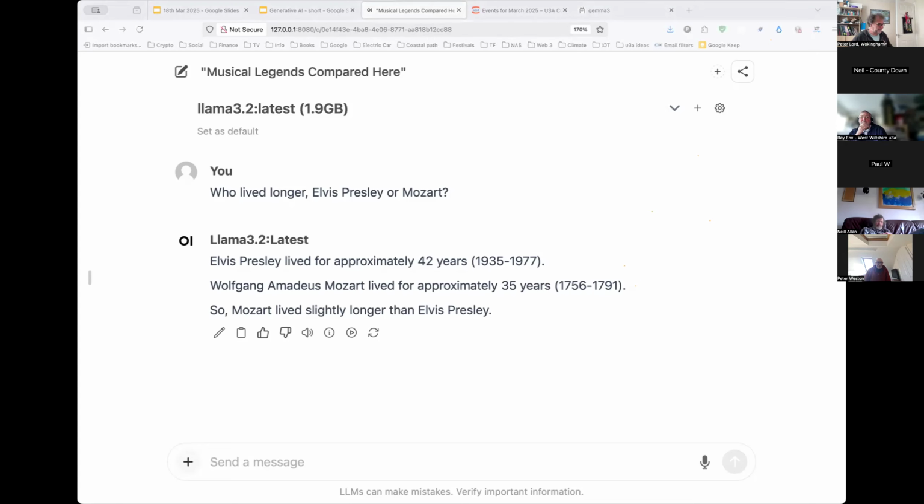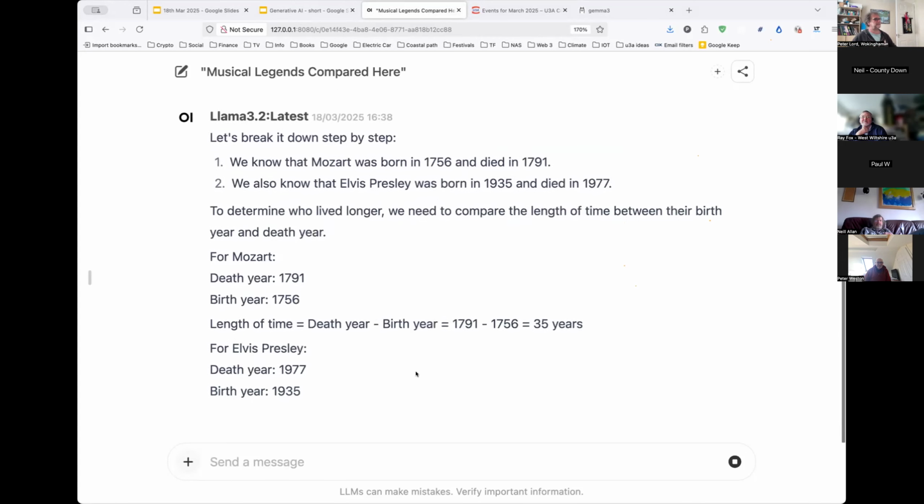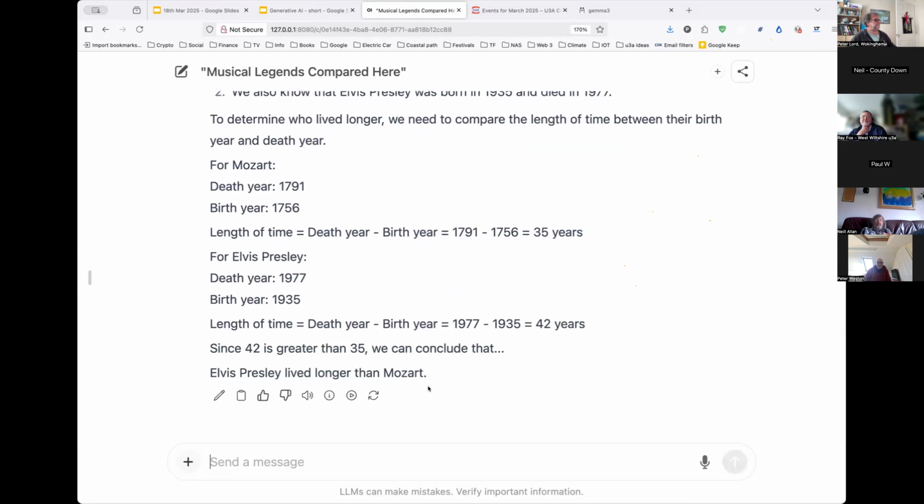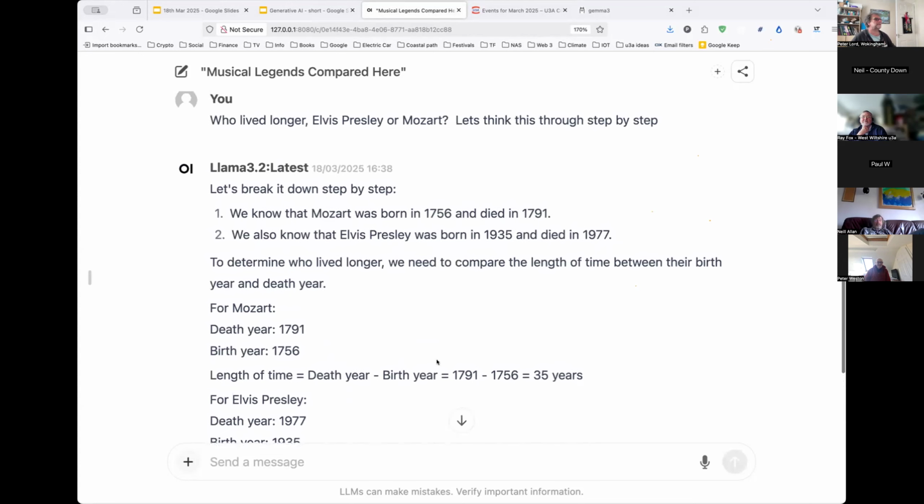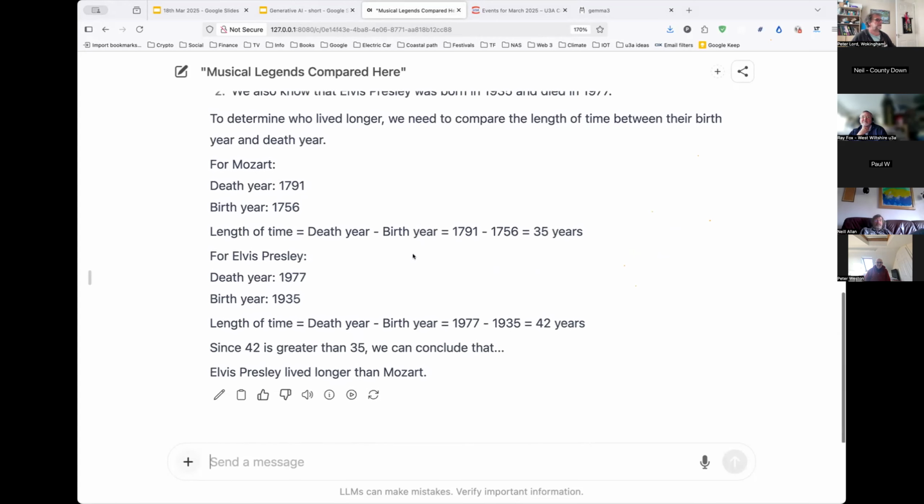But what we can do is we can ask the same question, but with a little bit more. Let's think this through step by step. And this is called chain of thought. Give me more information about how you're working it out. And let's break it down step by step. Did it come up with the same answer? Mozart lived slightly longer than Elvis Presley. Elvis Presley lived longer than Mozart. These are trained weights. They don't always get it wrong.